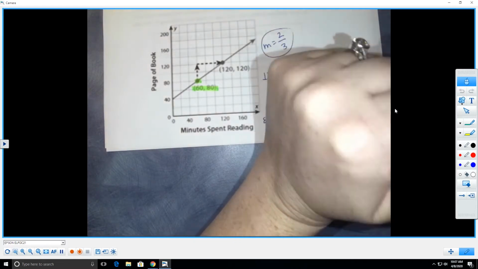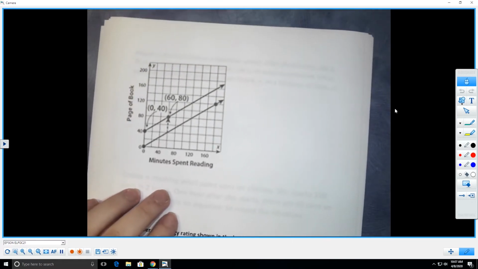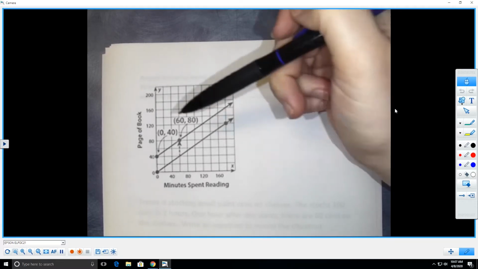But (60, 80) is not on this line, so translate it up until it is. Keep in mind that each grid space along the x-axis represents 20 minutes, which is the same as 1/3 of an hour. So I'm going to translate that line up here. The line looks like it passes through (0, 40) right here. So the y-intercept is 40.